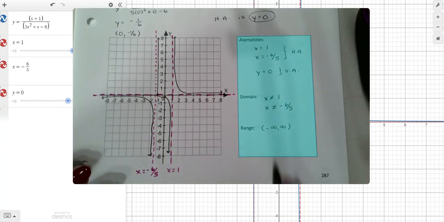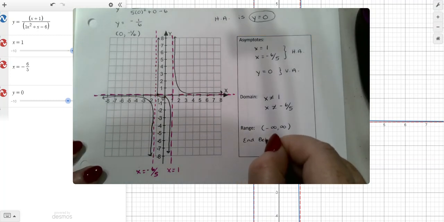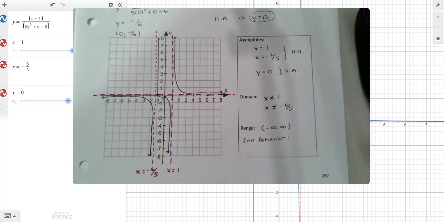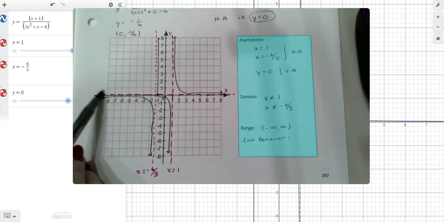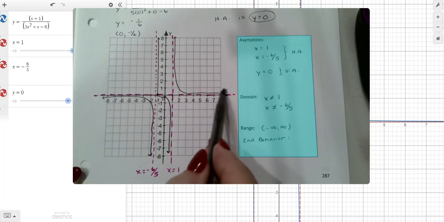I'm going to add one more thing. Let's talk about the end behavior here. This graph approaches y equals 0 on the left, and it also approaches y equals 0 on the right.